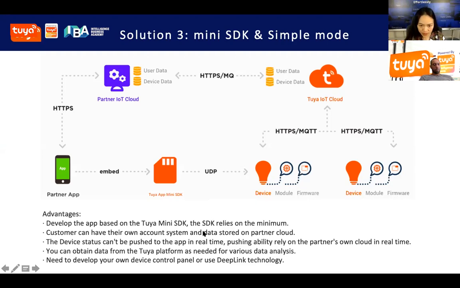But based on the mini SDK, you can't use our control panels. You need to develop your own device control panel, and I also shared some slides about our control panel, which relies on our home SDK. For this one, the embedded UDP is sent to devices. You can also open the message queue to get the device state back to your cloud.